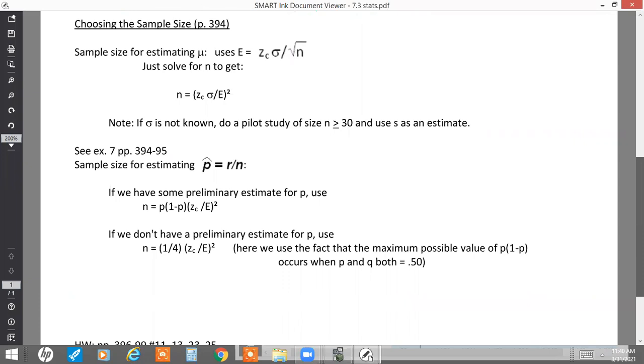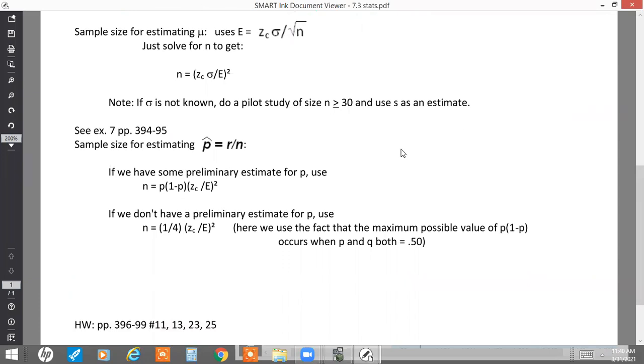Here's another thing that we'll need to be able to do. Sample size for estimating P hat, which is R over N. How do you calculate that sample size?